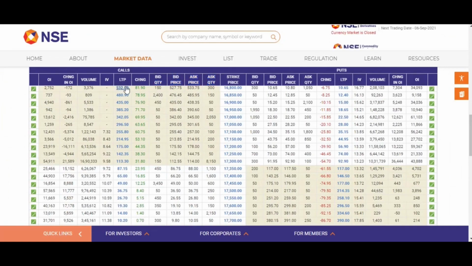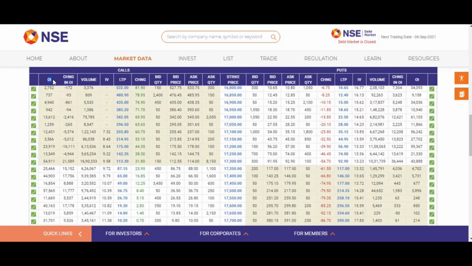Then they have LTP. What is the use of LTP? Why would I look at LTP over here? Then the change is there. So there is so much unnecessary data that it adds up to the confusion. So what do we have to look at in the first place? Starting off with OI, if you can just look at my mouse, this is OI. This is total OI basically, okay? And then we have change in OI. So this basically means the change in total OI for that particular day.